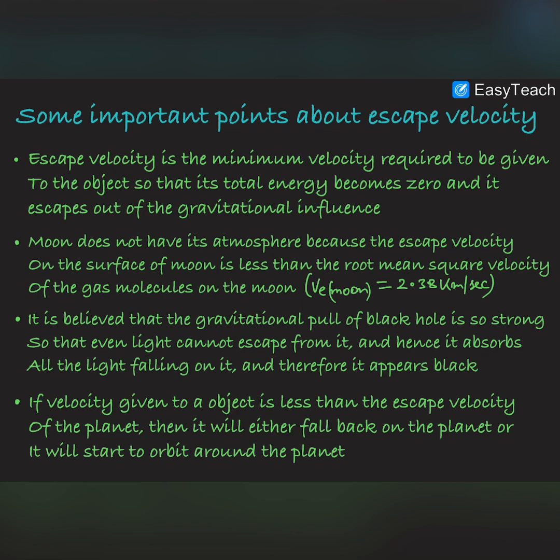Okay, and we know that if the velocity given to an object is less than the escape velocity of that planet, then either the object will fall back on the planet or it will start to orbit around the planet.